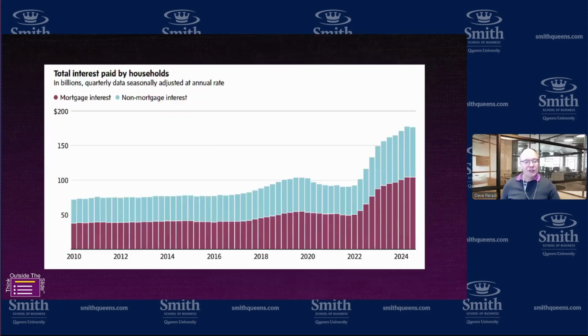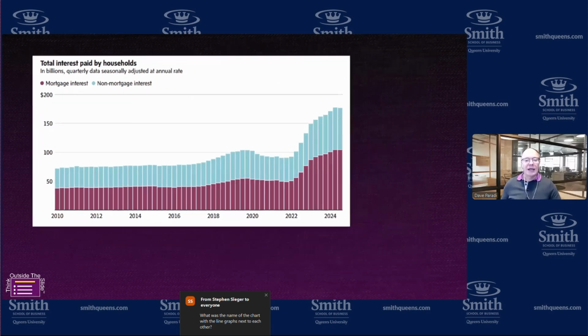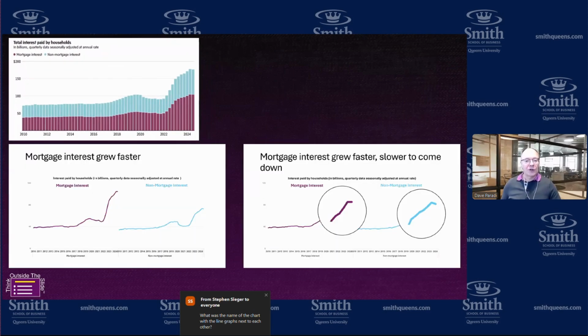So again, here's the visual that the Globe presented, the original stacked column visual. And here are the 2 slides that I created that I believe are an example of communicating a data visual more effectively.